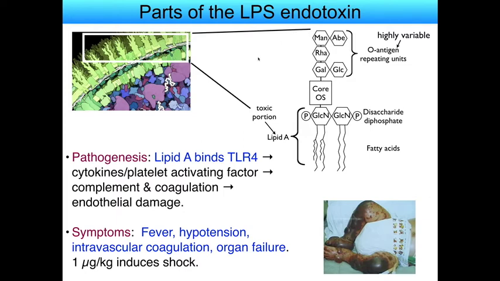So what happens with the endotoxin is that lipid A binds toll-like receptor 4, which activates cytokines and platelet activating factor, causing activation of complement and coagulation, leading to endothelial damage. So symptoms include fever, which we can treat, hypotension, which we can treat, but intravascular coagulation prevents blood flow, and this leads to organ failure. And just 1 microgram per kilogram can induce shock.